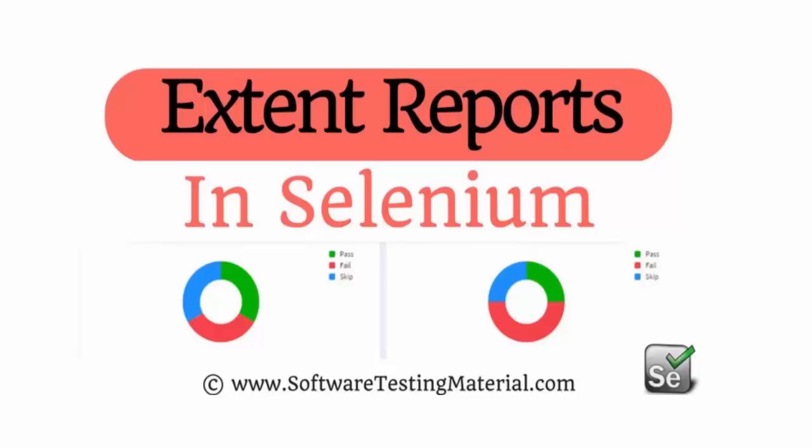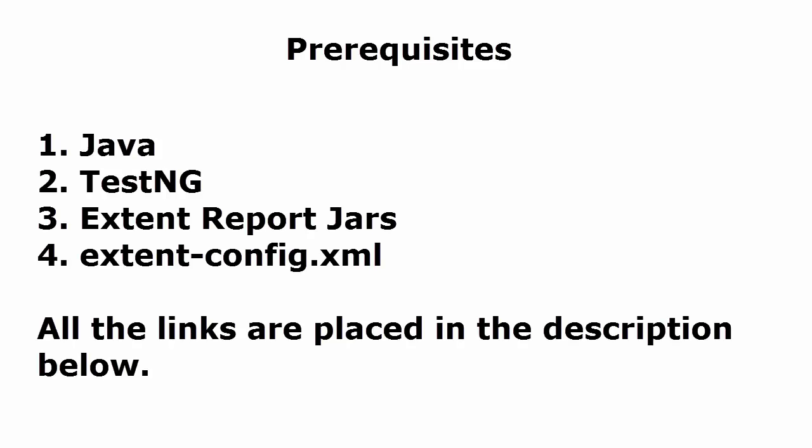Now let's see how to generate extent reports. To generate extent reports, the prerequisites are Java should be installed in your system, TestNG should be installed, and extent report jar files need to be configured, and add the extent config.xml file. And to download the extent report jar files, I have given a link in the description below. Go to the link and download the extent report jar files.